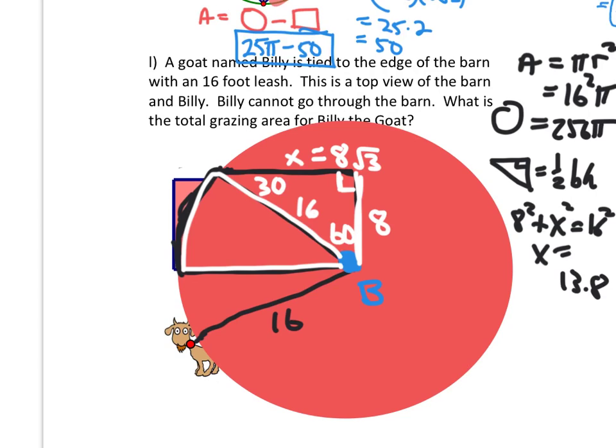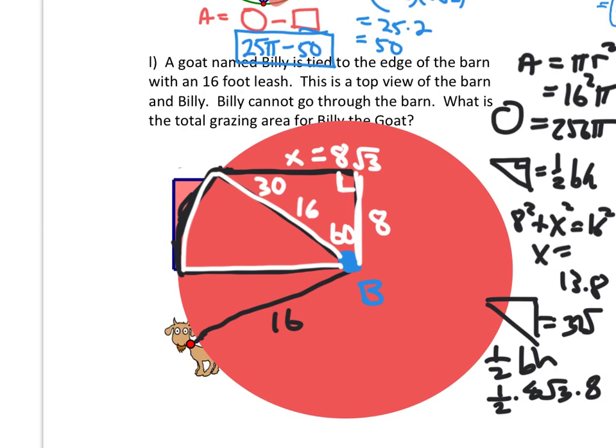Okay, so then we could say that the area of the triangle is going to equal 1/2 base times height. So that's 1/2 times 8 times the height of 8 radical 3, which equals 32 radical 3. So the area of the triangle is 32 radical 3.